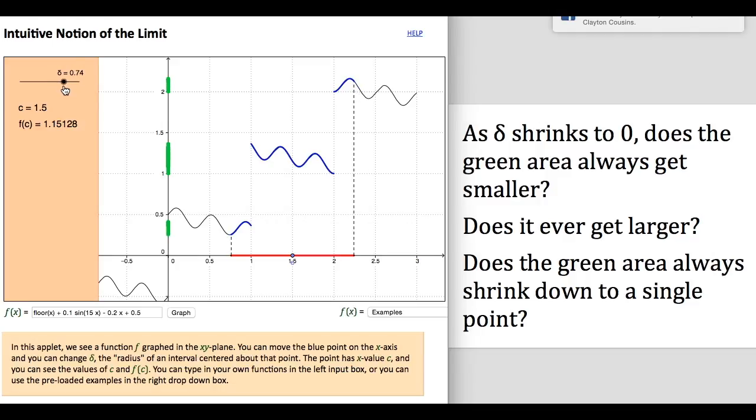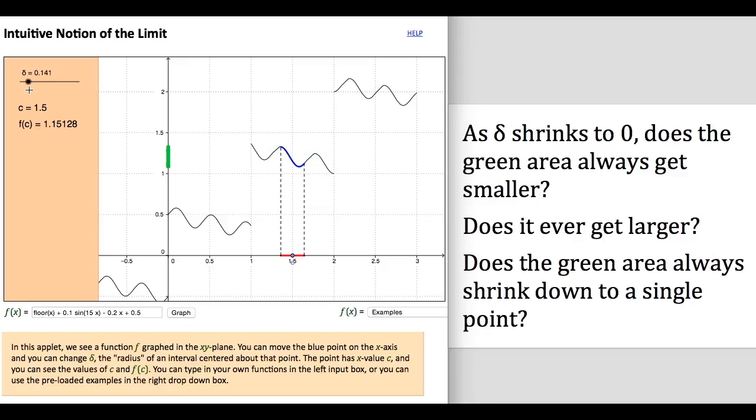Now, why is that? Why is there no change right here? The reason is that this part of the function is decreasing, and this part of the function is decreasing. So as I decrease delta, I'm actually not seeing any change. Eventually, it's going to be getting smaller, and then it stagnates again, and eventually gets smaller.